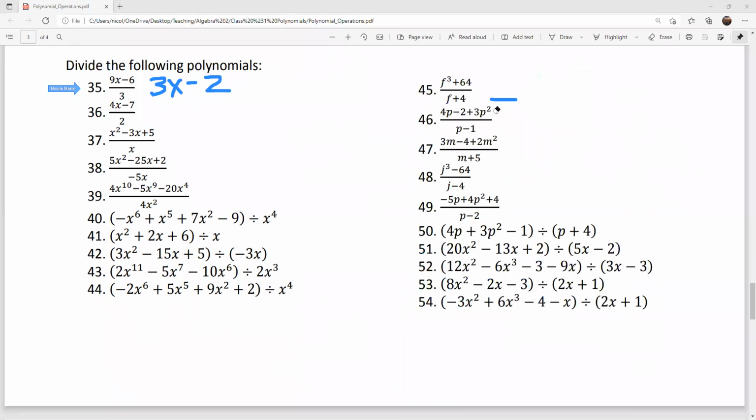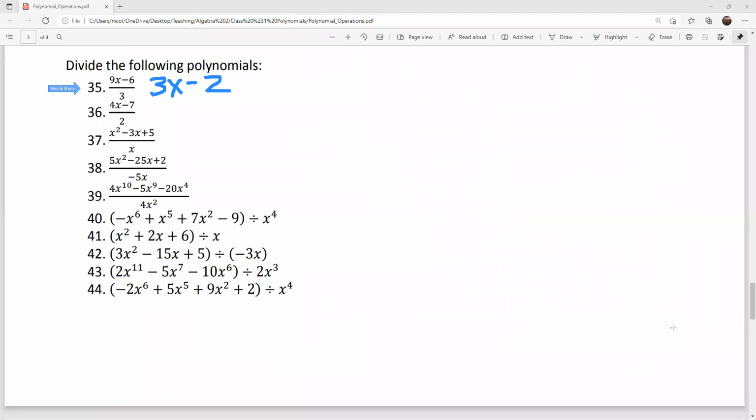Okay, let's try the next one. Four x divided by 2 is 2x, and you have a negative 7 over 2. No need for decimals. Leave it as a fraction. That's your answer. Let's try 37.